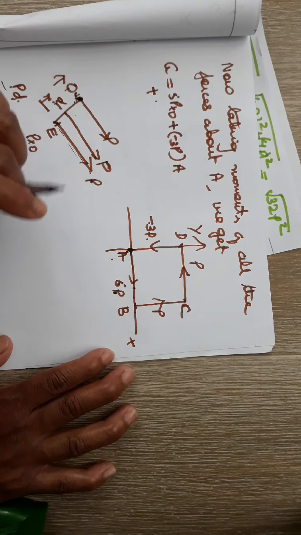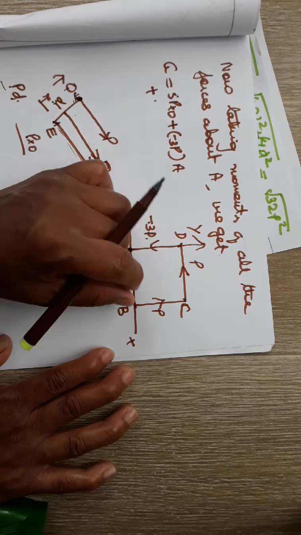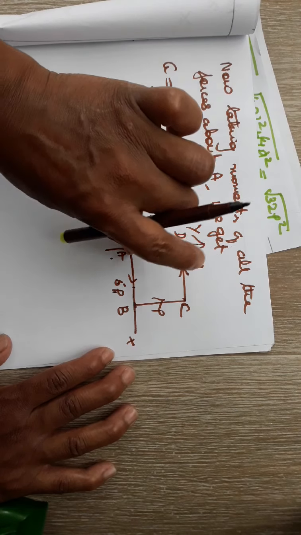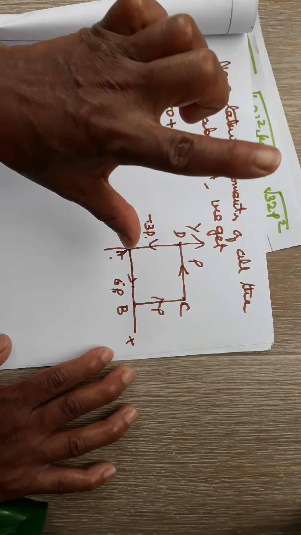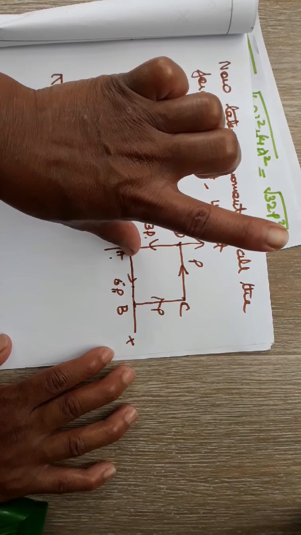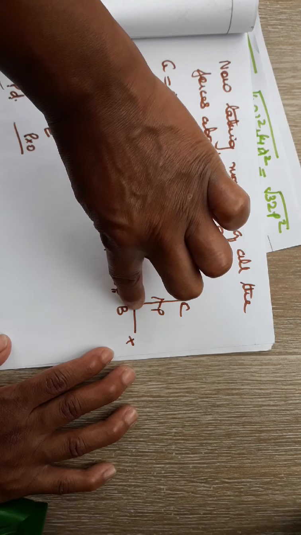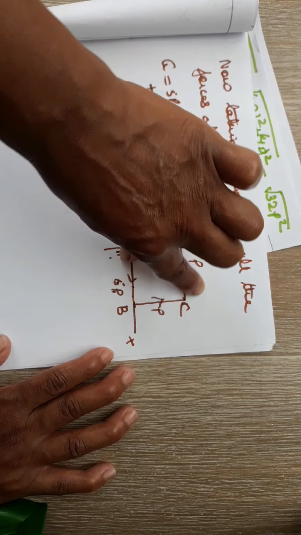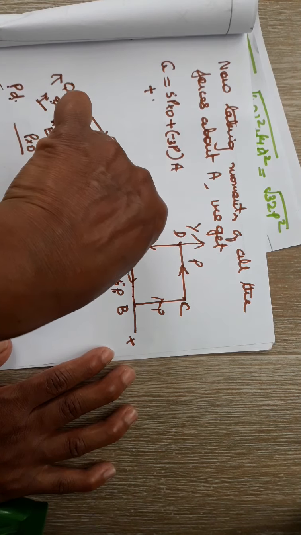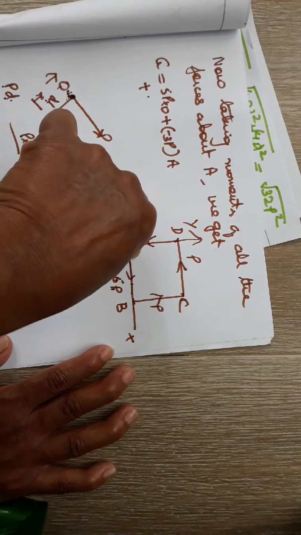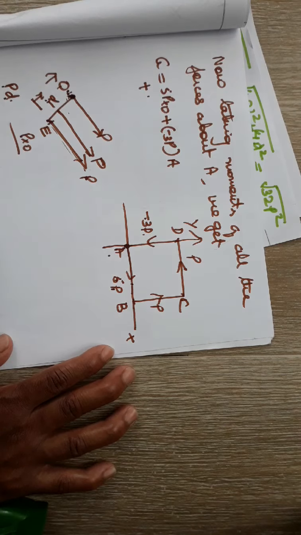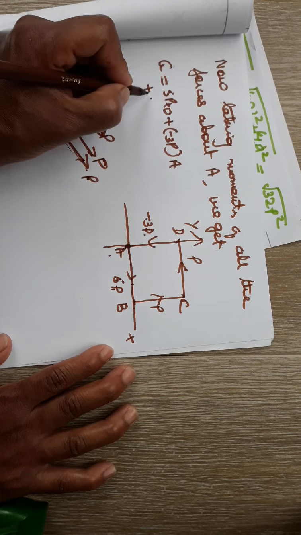I'll see now the sign. In which direction is this force P acting about this point O? Take these two figures, put this one here at this point O, and see how this force P is rotating about this point O. It is rotating in the anti-clockwise direction. If it is rotating anti-clockwise, the sign will be positive.